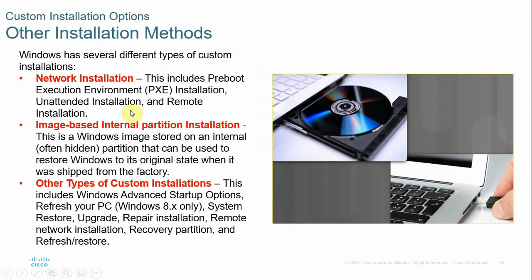What are the other installation methods that are used? How can we install it? Either you can go for network installation, or image based internal partition installation, or other types of custom installation. So these are the different types of installations, or several different types of custom installations, which you can do.